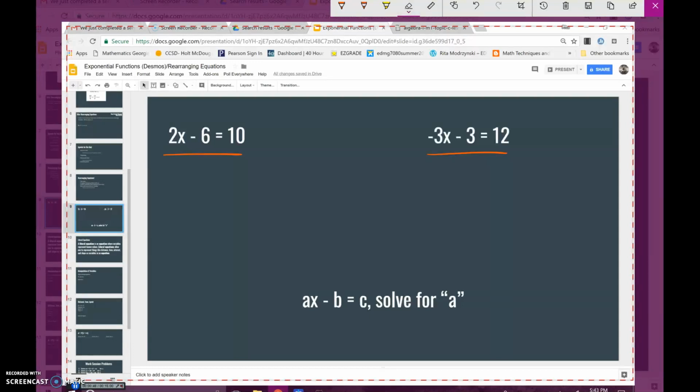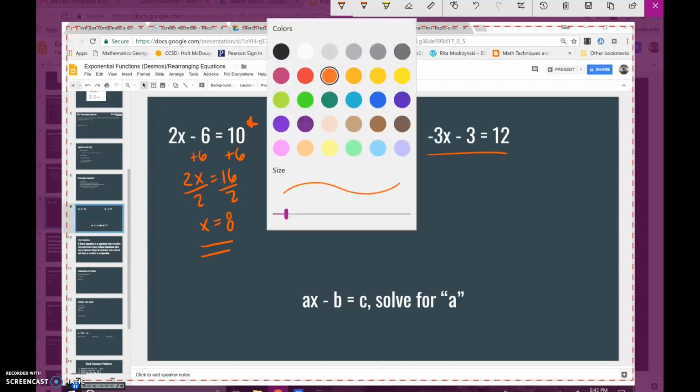When I'm solving for x on this first one, I would try and isolate the variable, get it by itself. I'd add 6 to both sides. I'd be left with 2x equals 16, and I'd divide by 2 on both sides, and I would get x equals 8. So basically what we did, if we go back to our title slide of rearranging equations, we took our equation from the start, we rearranged it to have x be by itself. Perfect. Let's try this one over here.